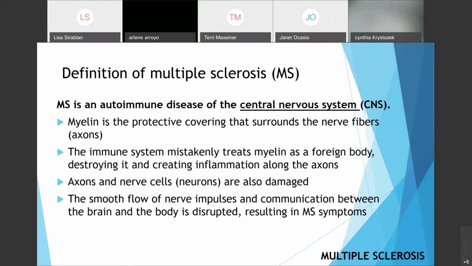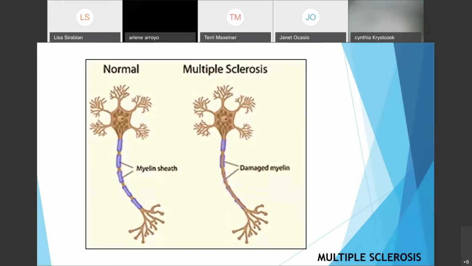And so the outcome is that the smooth flow of nerve impulses and communication between the brain and the body is disrupted. And that's why we see the symptoms of MS. This is just a simple picture of a nerve cell where you can see the normal on the left, where the myelin sheath is protected. On the right-hand side, you can see the sheath is becoming damaged over time, and ultimately, with the inflammation that ensues, the whole nerve can be damaged.